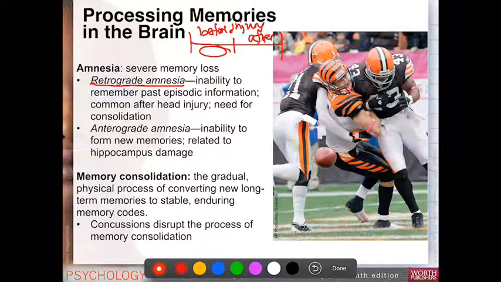We can also have something called anterograde amnesia, which is they remember everything that happened before, and then there's the injury, and then they can't remember anything new. They can't form new memories. If you've ever seen the movie 50 First Dates, this would be an example of anterograde amnesia. This is not a common type of amnesia, of course.